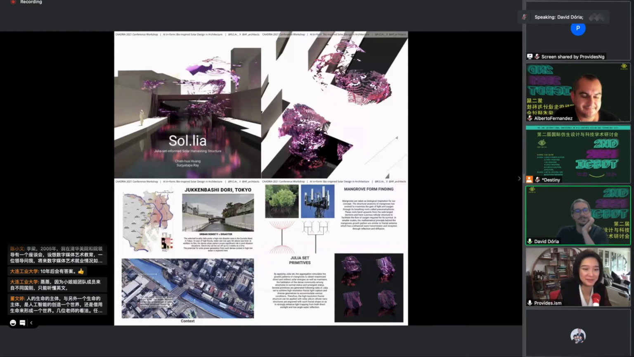So another interesting project is Solia, which looked at light harvesting farms in dense urban areas and high-risk disaster zones. The structural form was inspired by mangroves and derived using fractals, the fractal logic of Julia sets. The structural anatomy of mangroves has evolved to maximize the gain of light and oxygen through its breathing roots, called pneumatophores. Sorry if that's spelled properly.